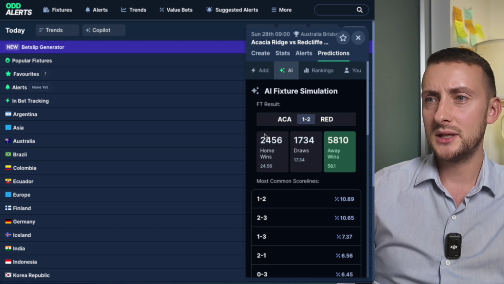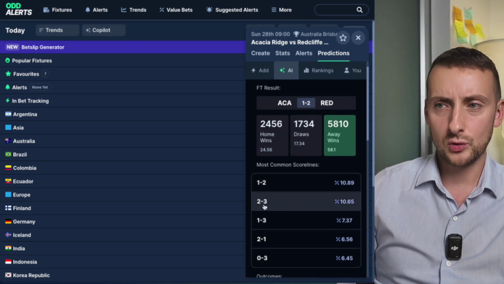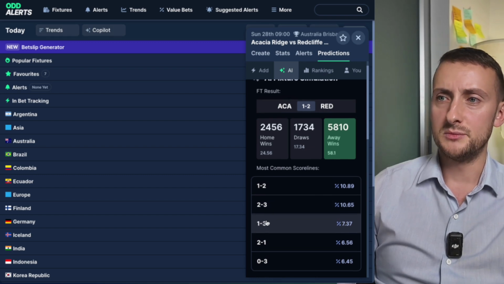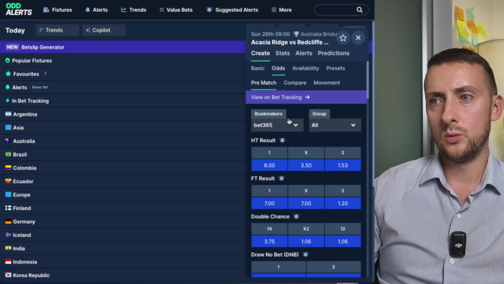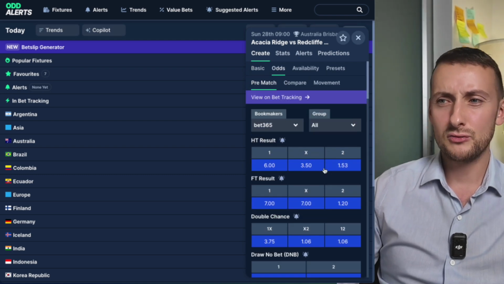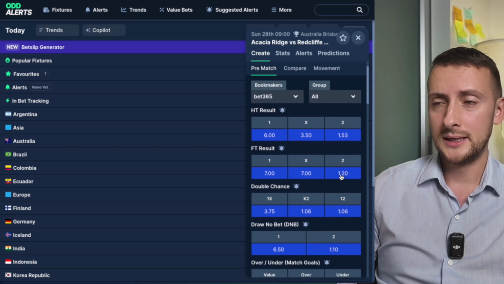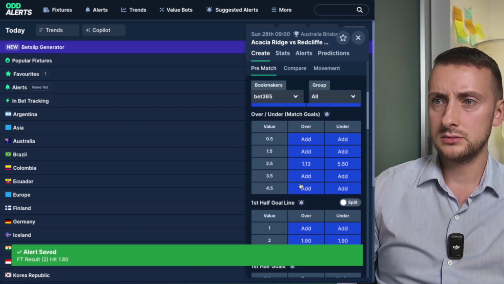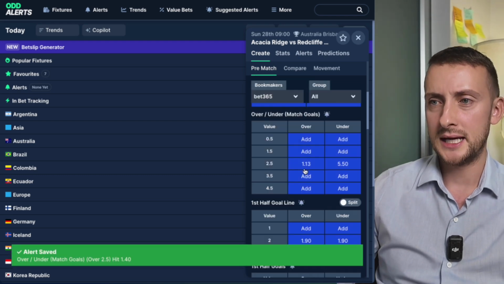Let's do an AI fixture simulation: a 2-1 victory, 3-2 scoreline shortly behind in the most common scorelines, as was 3-1, the majority of the games in the simulation ending with an away victory. What is the away victory? 1.53. No, that's a half-time victory. Full-time result, 1.2. Let me know if that hits 1.8. And then for the goals, let me know if that hits 1.4, and I'll just go and monitor that.